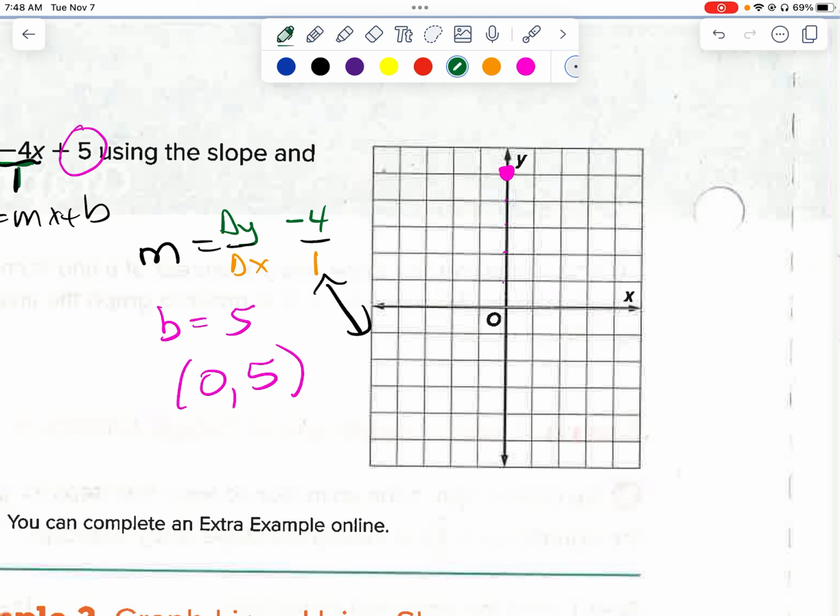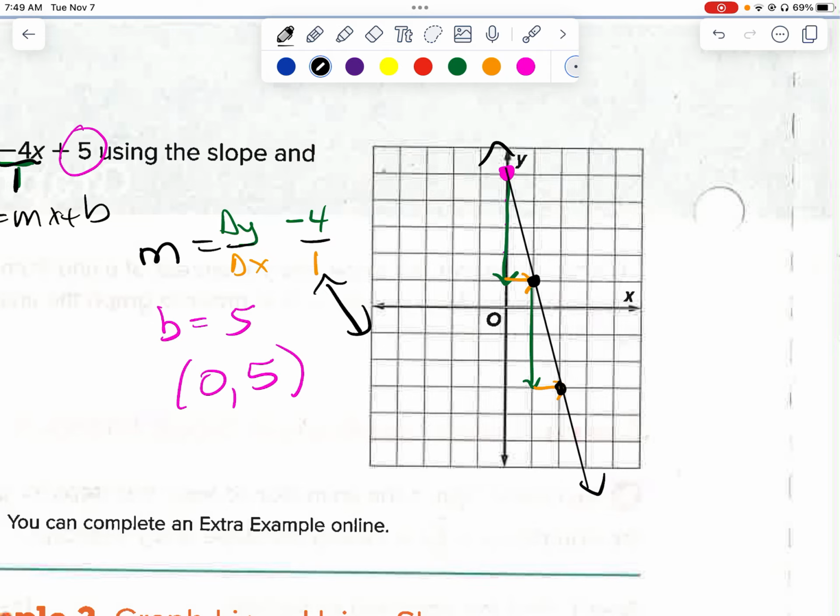It's a negative slope, so that means I'm going down 4. So 1, 2, 3, 4. And I'm going to go to the right 1. And I'm going to plot a point. Now I could still go down 4, 1, 2, 3, 4, and go over 1 to have more than 2 points if I would like. It's not needed, but I like to do it.